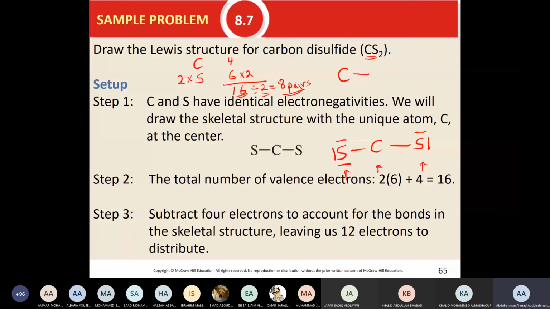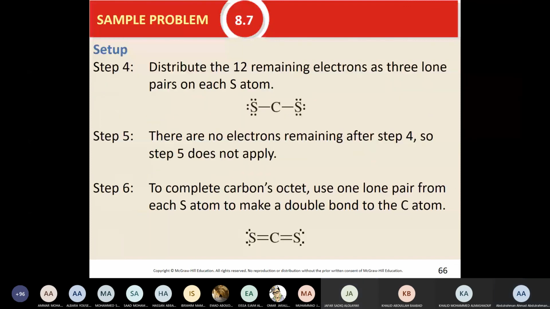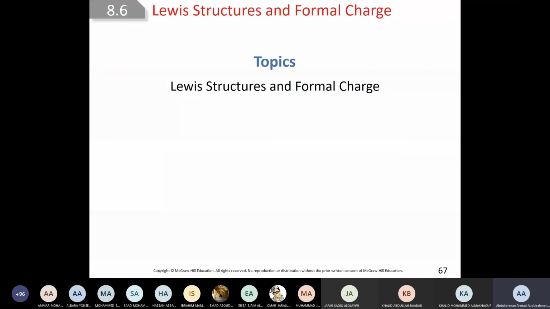Now, how many pairs are around this sulfur? 8. How many around this other sulfur? 8. And how about the carbon? Only 6. That's not acceptable. What should I do? I can take 2 pairs from this one pair and put it here. Now, is this acceptable? Yes. Acceptable. All right, and that's it.